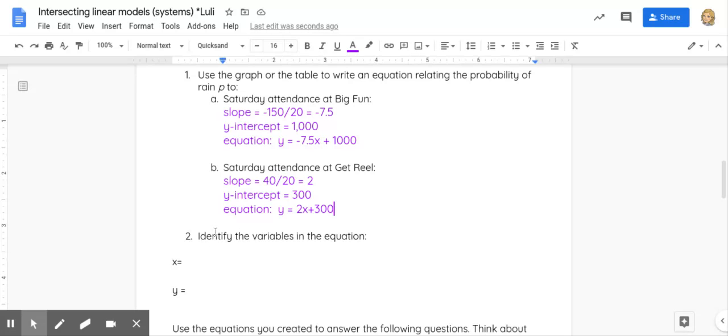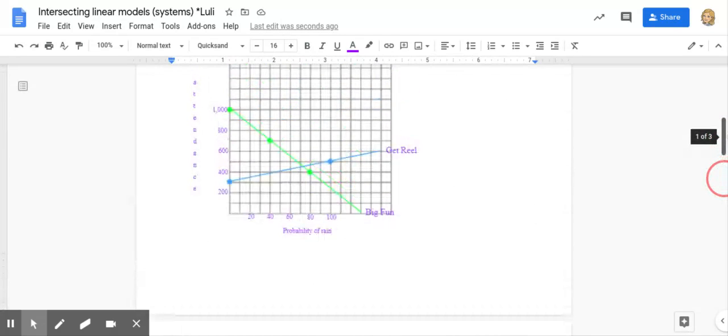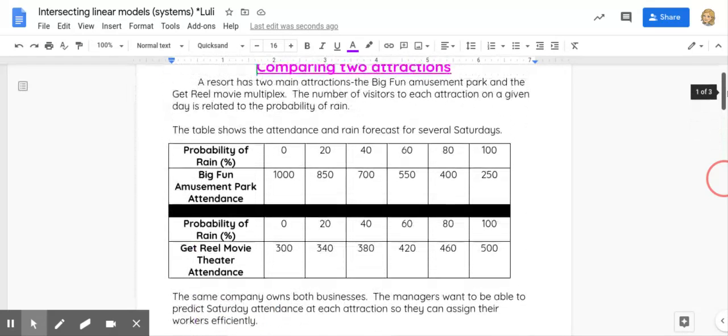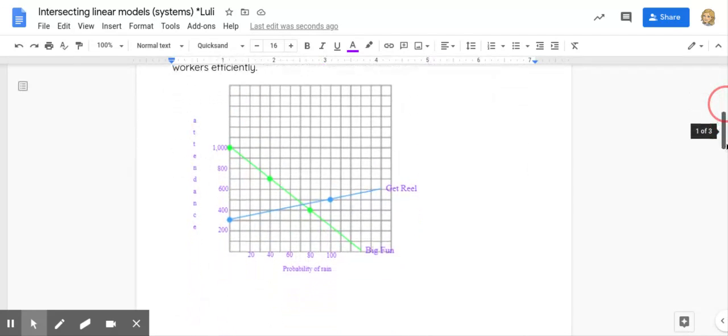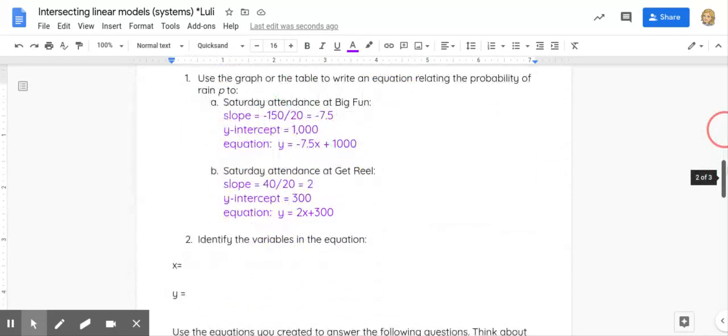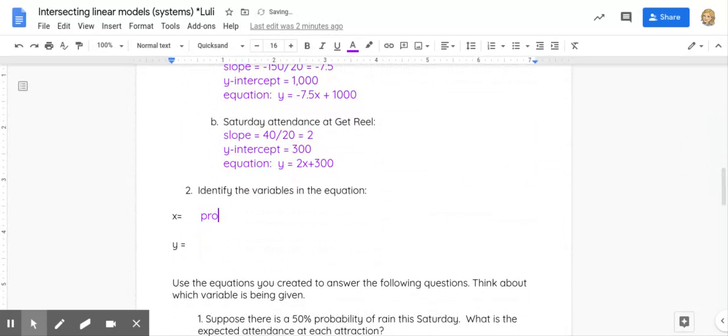All right, let's move on to identifying the variables. You can either look at the graph or the table. If you're looking at the graph, you're looking at the labels. If you're looking at the table, you're looking at the labels. Just make sure you look at the right one. So for our x, it's the probability of rain in percentage. And in our graph, it's the same thing right here, percentage probability of rain. So we're just going to type that in for x.